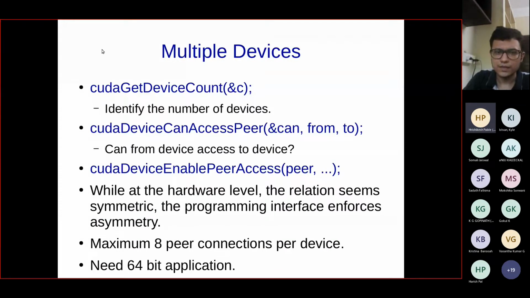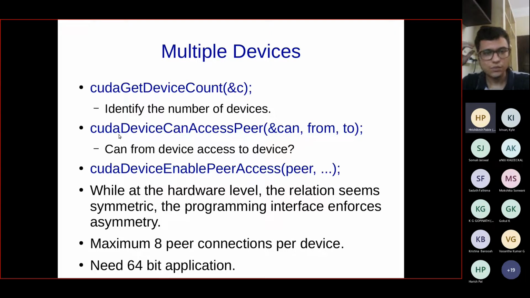So let us come to some APIs that are available for multi-GPU processing. cudaGetDeviceCount will give the number of devices that you have on your current machine, and C is some variable, and we are passing the address of that variable. This API will place the number of devices that you are having on your current machine in this variable C.